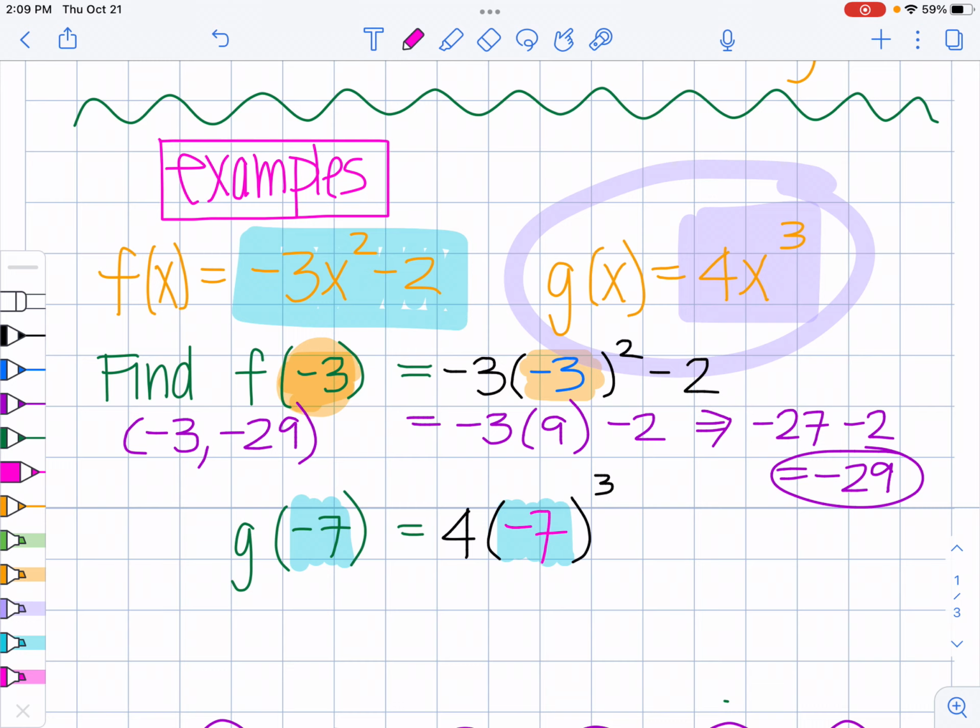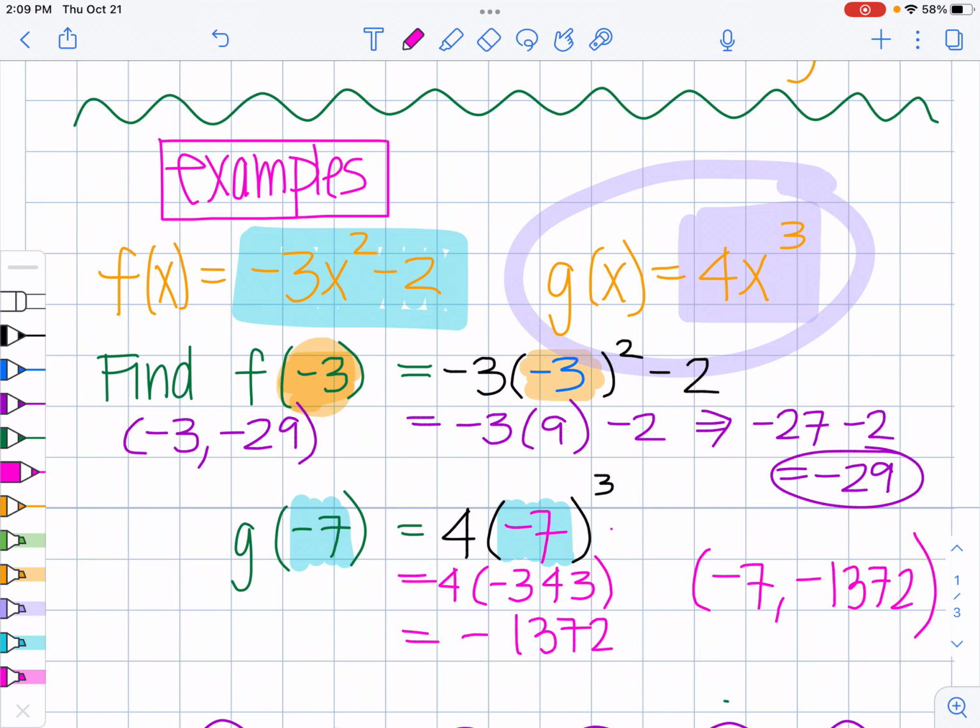Now -7 to the third power. You might not know that. You can use a calculator. -7 to the third power is -7 times -7 times -7, which is -343. And then I have to multiply times 4. So I get -1,372. So when I plug in -7, I get -1,372. Okay, that's my ordered pair. -7 is my input, -1,372 is my output.